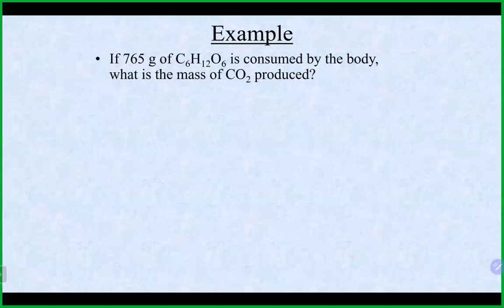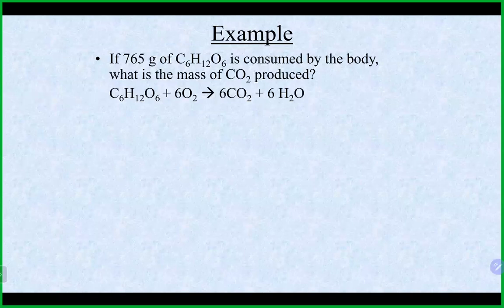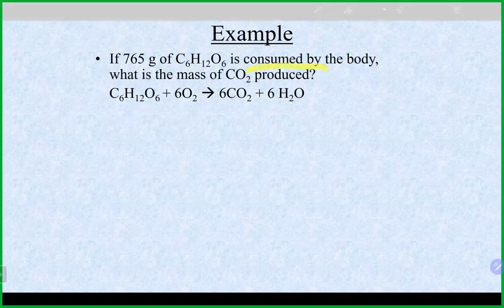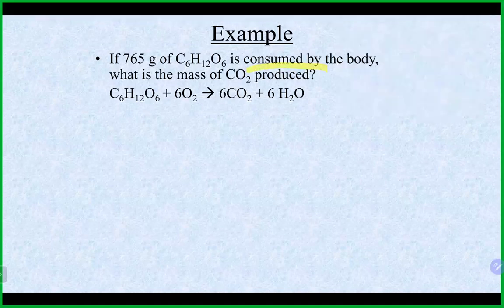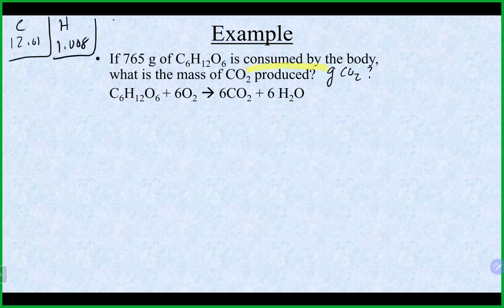All right, let's try this one here. If 765 grams of C6H12O6 is consumed by the body, we're looking for how many grams there of CO2 in this case. Some numbers that might be helpful: carbon is 12.01, hydrogen 1.008, and oxygen 16.